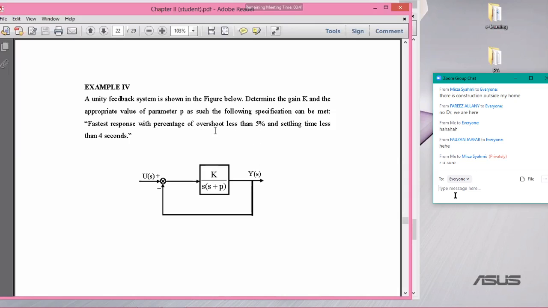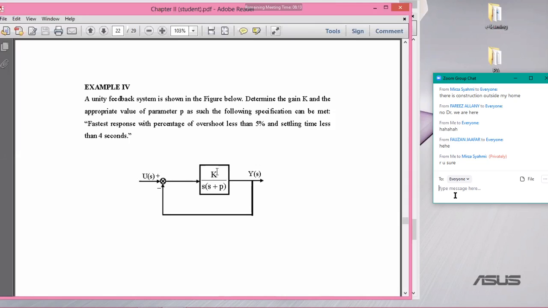But here, for simplicity, let us just say we want overshoot to be equal to 5% instead of less than, and settling time equal to 4 seconds. Instead of less than, this is just to simplify our discussion. Let's say we want to design the system such that the overshoot is 5% and the settling time is 4 seconds.